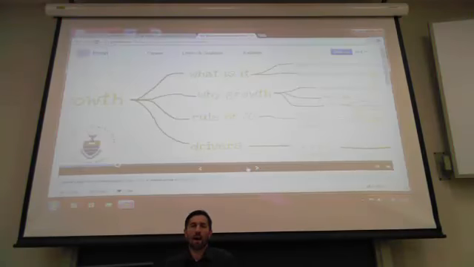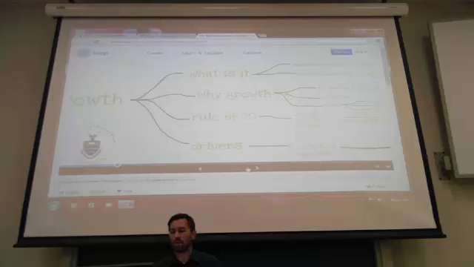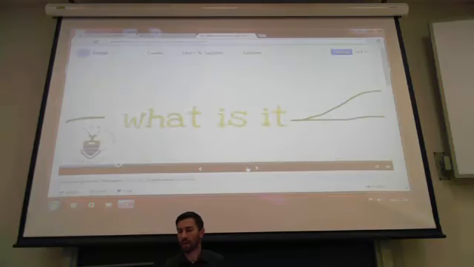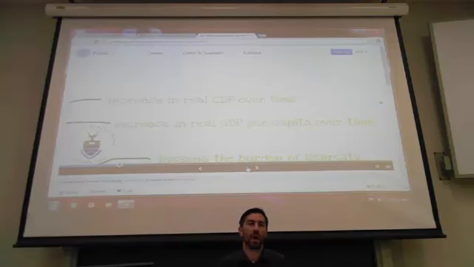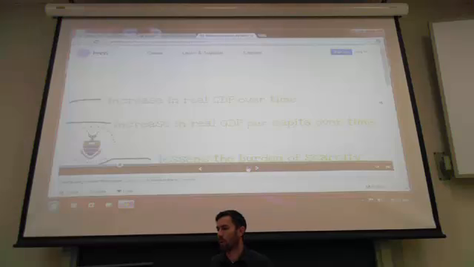So what is growth? Why are we interested in it? We'll talk about the rule of 70, and then how is it that we can get growth. So what is growth? It's simply an increase in GDP over time, or an increase in GDP per capita over time, depending on which variable we want to look at. Either way, we're growing output somehow.